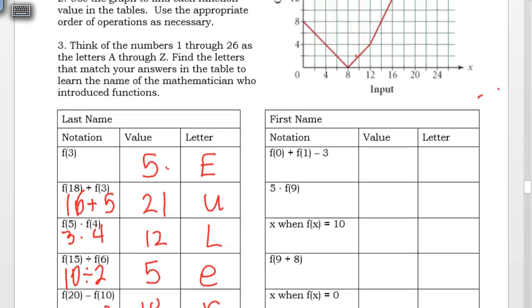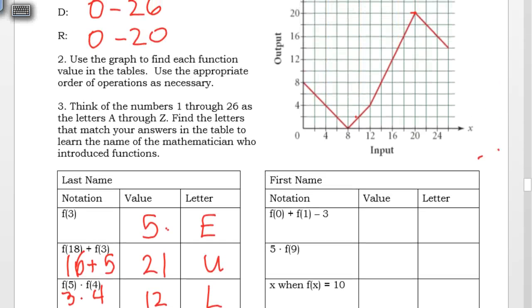It might be a good idea to pause to see if you can do some of these on your own and just make sure your answers match mine, but I'm going to keep going. f of 0, if I put 0 in, it comes out at 8. If I put 1 in, it comes out at 7. And now here it says minus 3. It doesn't say f of 3, it just says 3. So I'm not going to put that into my function, I'm just going to use the value 3. So this is 8 plus 7, which is 15. 15 minus 3 is 12, and that is the letter L.